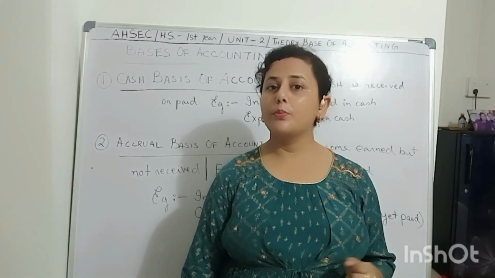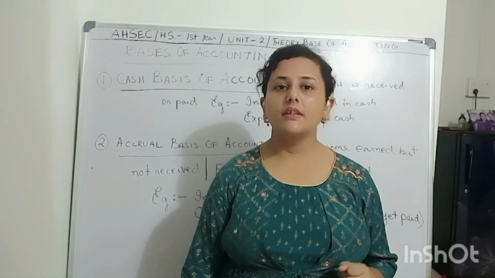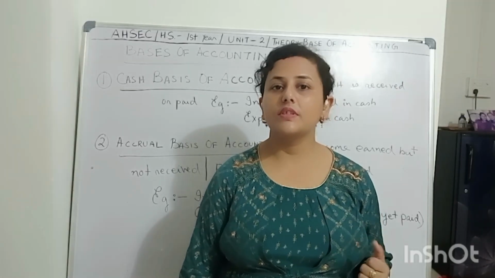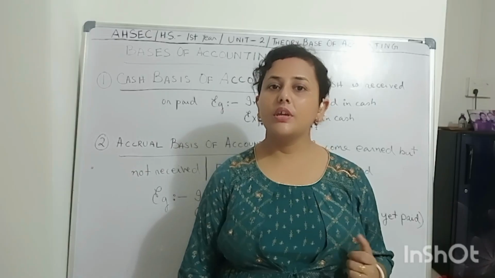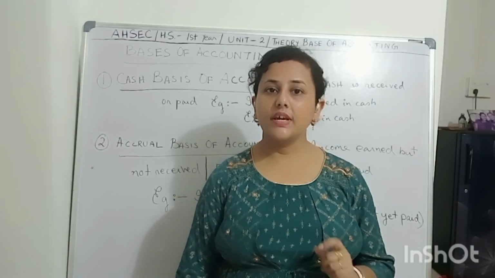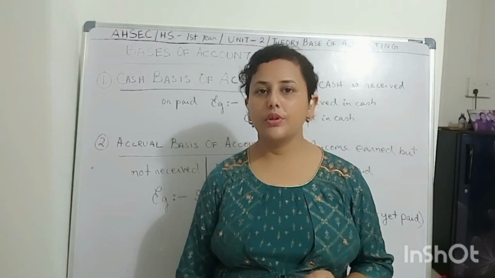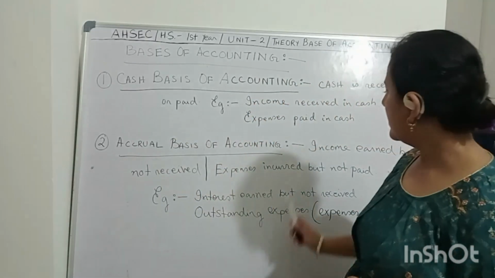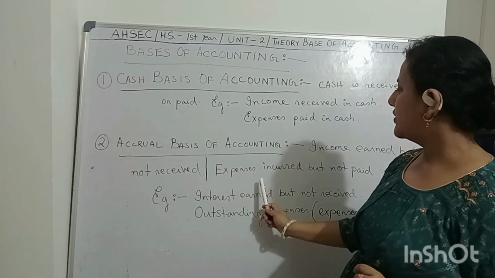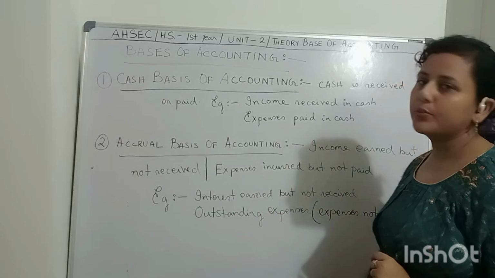But for the shopkeeper, what is it? It is an income earned. Okay, but cash is not received immediately. Okay, he or she will receive the cash at some future date. So that is accrual basis of accounting. Okay, you see here, income earned but not received, expenses incurred but not paid.